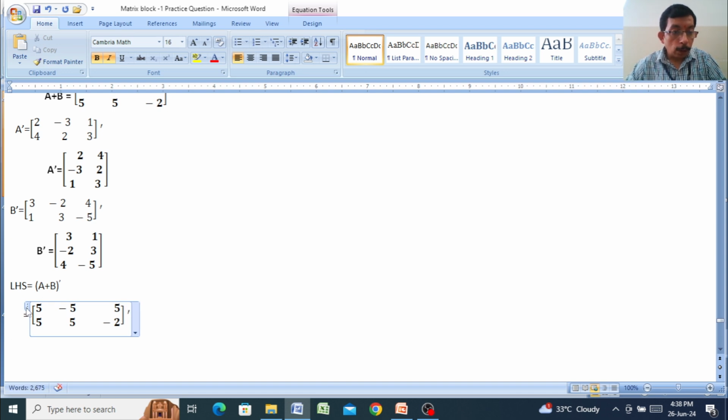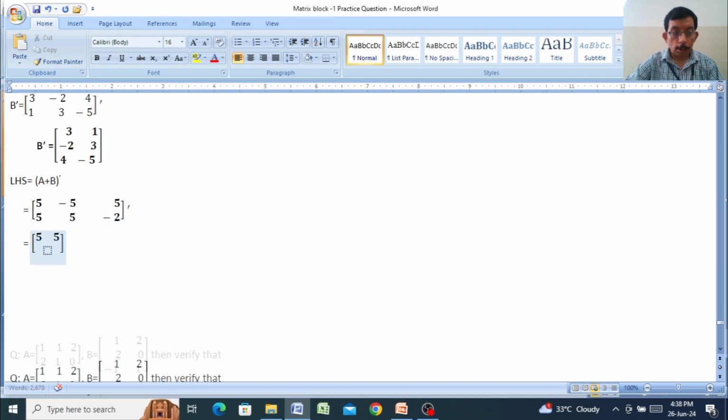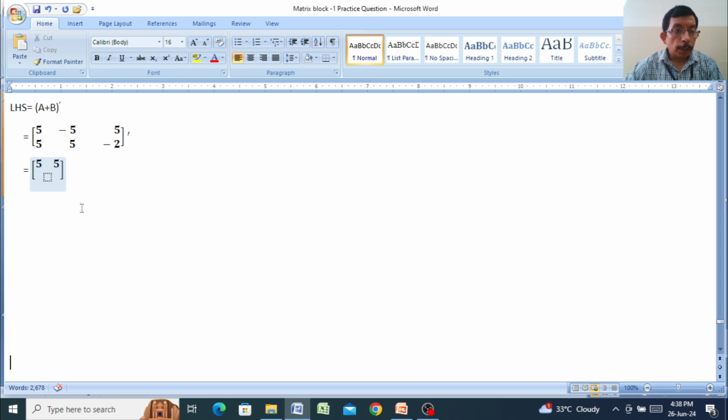Now the row and column interchange in the next step. First column value interchange in the first row, 5. Second row value interchange second column, minus 5. Second column value interchange second row, minus 5.